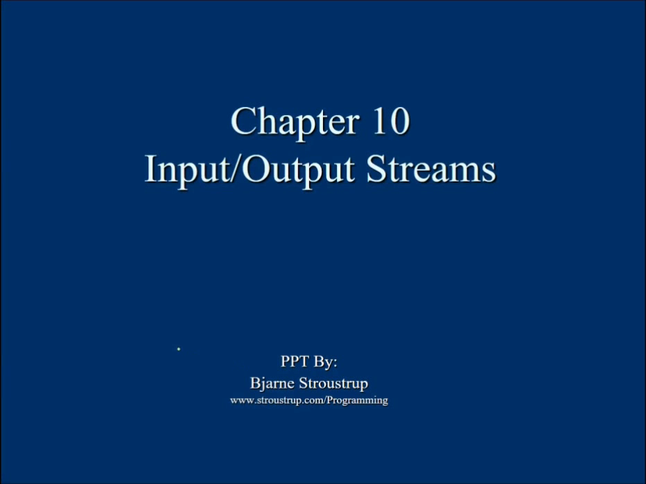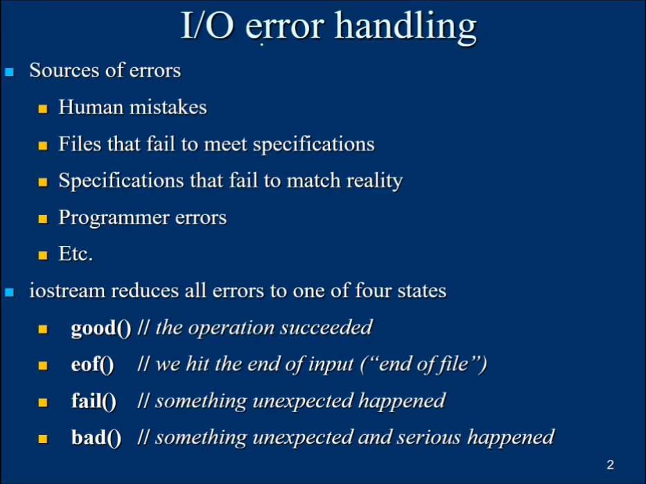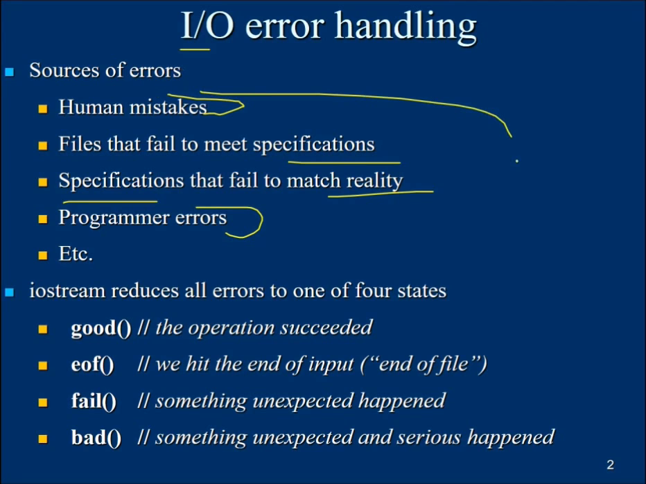So let us discuss more about input and output streams. The sources of errors in input-output error handling. First is our mistake, meaning human mistakes, and we may have files that fail to meet certain specifications or requirements, and also some requirements or specifications that actually fail to match reality. And of course, human mistakes, or you can say programming mistake or programmer error. All these are sources of errors.